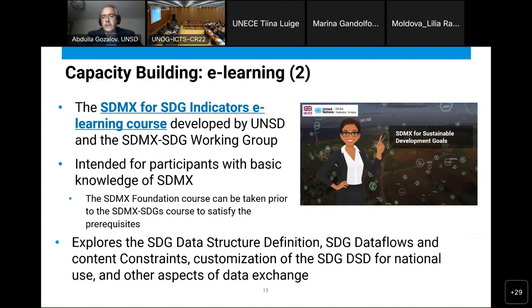And more specifically on the SDGs, the e-learning course on SDMX for SDG indicators has been available since the beginning of the year. It does have a prerequisite. You do need to be familiar with the basic concepts, basic knowledge of SDMX, and you can take the SDMX Foundation course developed by the ADB to gain that basic knowledge if you don't already have it. And this e-learning course covers in detail the SDG data structure definition, data flows, content constraints, customization of the SDG DSD, and other aspects.